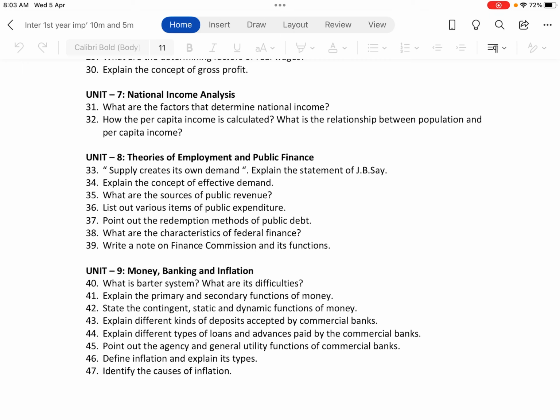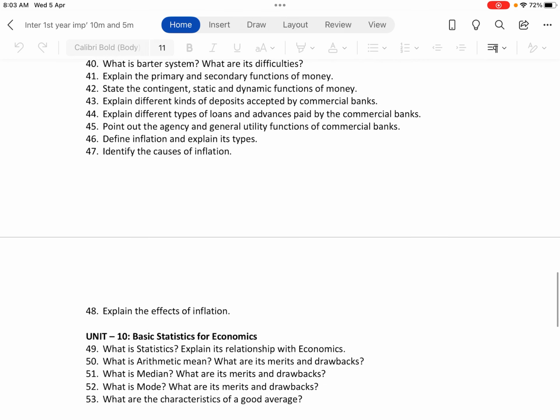And the next 46th question is from the topic inflation. Define inflation and explain its types. And 47th, identify the causes of inflation. And the 48th question, explain the effects of inflation. Okay, so as far as the March 2023 board exam is concerned, one question has been asked from this unit.